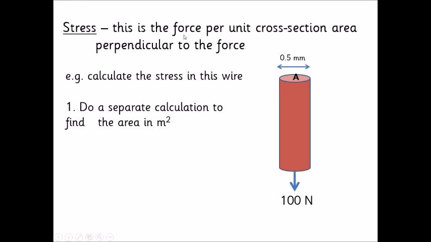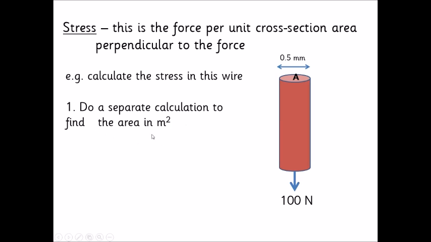Stress is the force per unit cross-sectional area perpendicular to the force. So if I've got a wire and I'm applying a force of 100 newtons, to work out the stress I need to calculate this area and then do the force divided by the area. When you write in a definition, it's important that we say cross-sectional area, not for example the surface area, which sometimes people write, or sometimes they're vague and just write area. So it's the cross-sectional area.